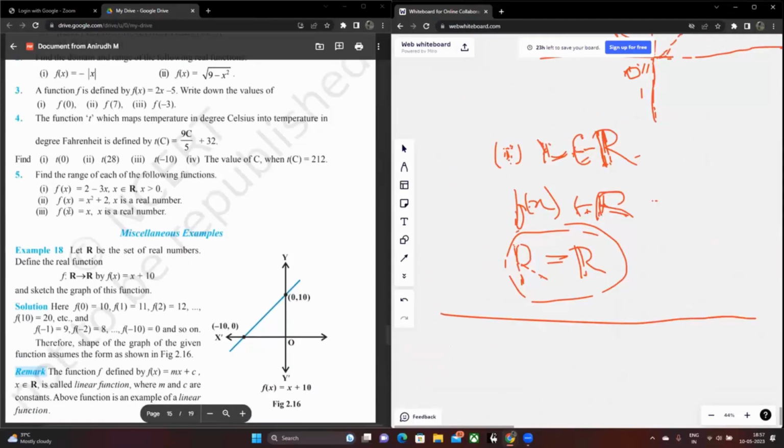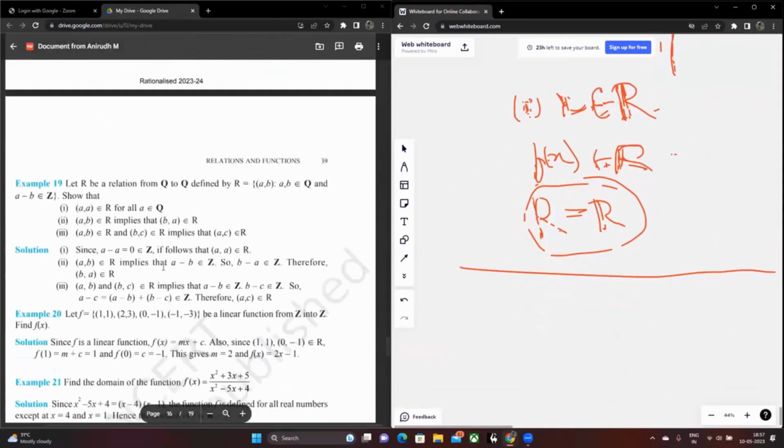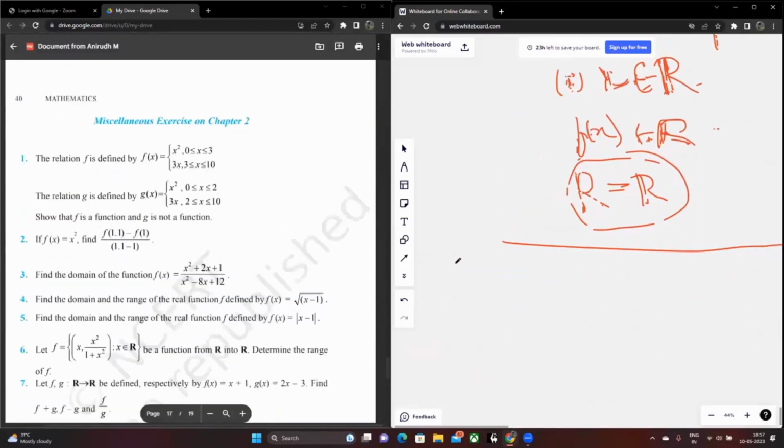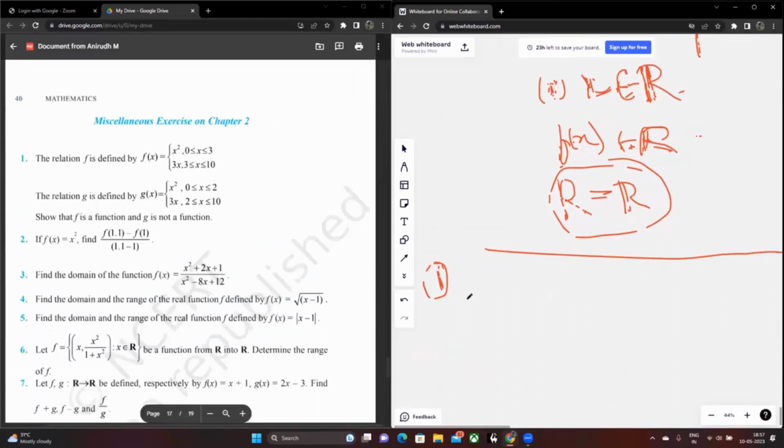That finishes exercise 2.3. And then you have miscellaneous exercises, in which there are 12 questions. Okay, 12 more times I have to suffer with the pen, which does not write properly.